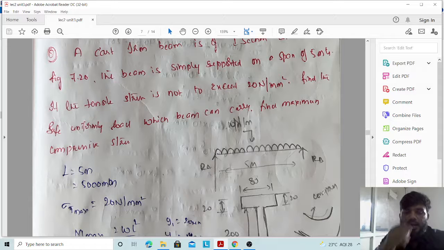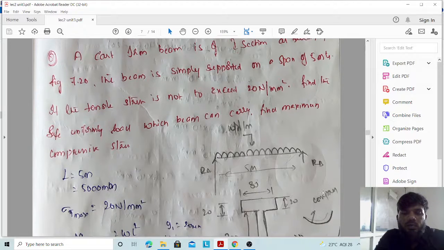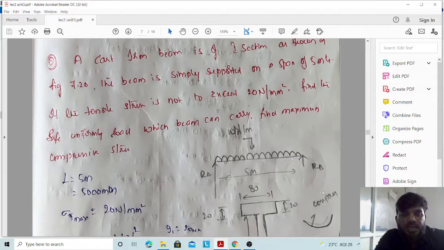In this problem, a cast iron beam of I section is carrying a UDL, and they are saying that the maximum tensile stress is not to exceed 20 Newton per mm square. Find the safe uniform load which can be carried for the maximum compressive stress. They are not saying maximum tensile stress, they are saying maximum compressive stress.